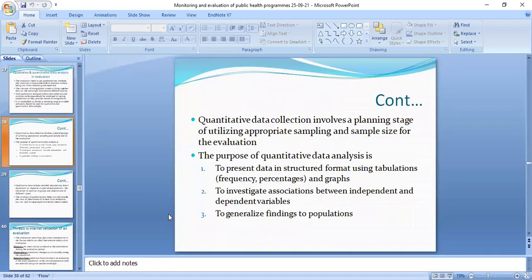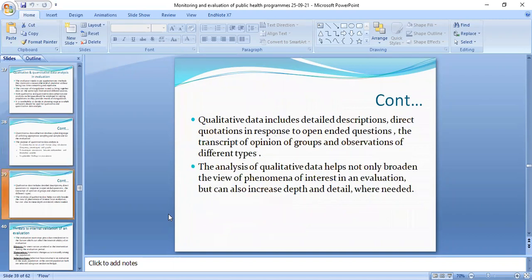Quantitative data collection involves a planning stage of utilizing appropriate sampling and sample size for the evaluation. The purpose of quantitative data analysis is to present the data in structured format using tabulations such as frequency, percentage, and graphs, to investigate association between independent and dependent variables, and to generalize findings to populations. Qualitative data includes detailed descriptions, text quotations in response to open-ended questions, the transcript of opinion of groups, and observation of different types. The analysis of qualitative data helps not only to broaden the view of phenomena of interest in an evaluation, but can also increase the depth and detail where needed.